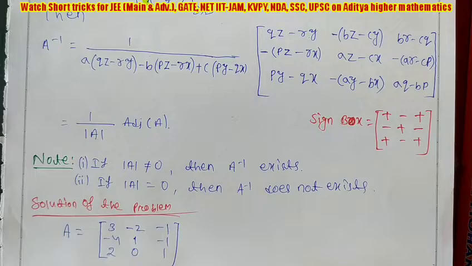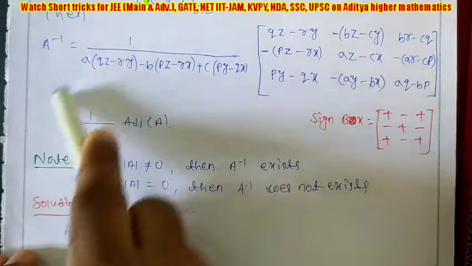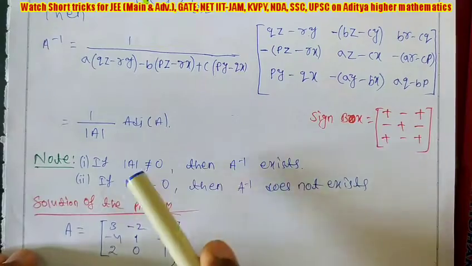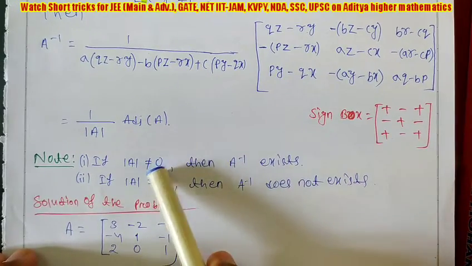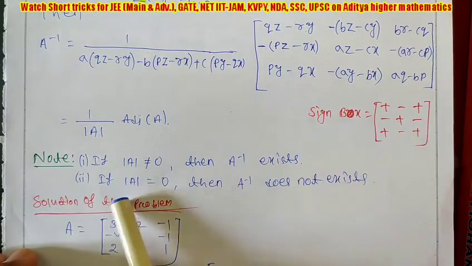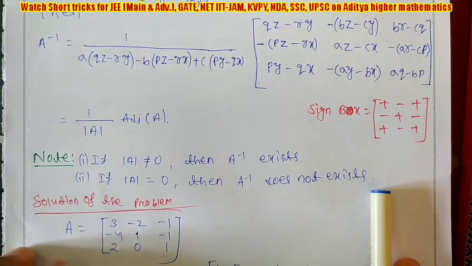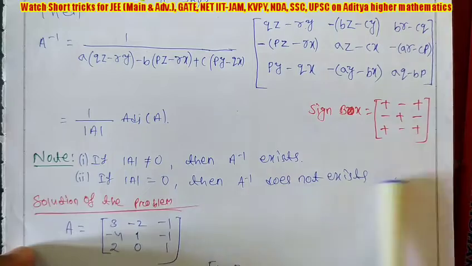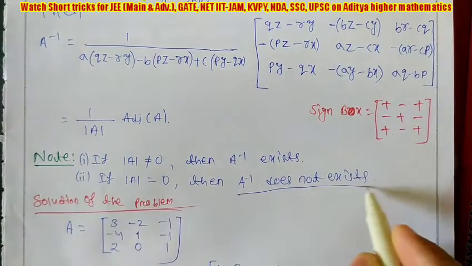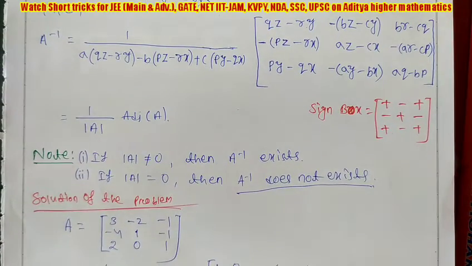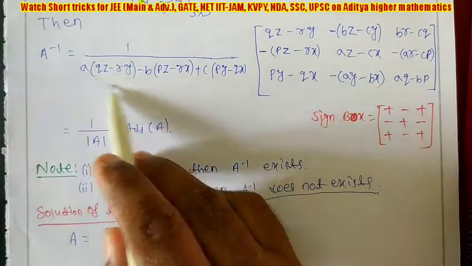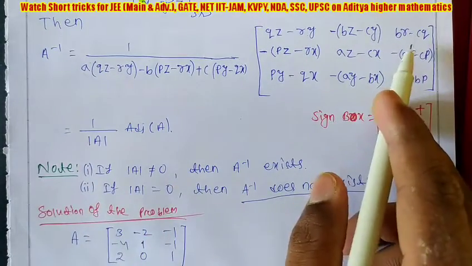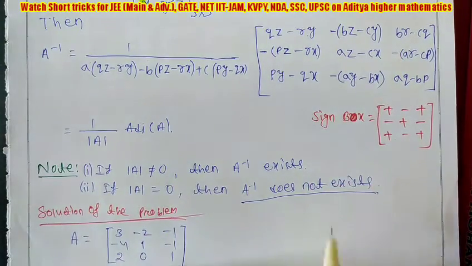And note when the inverse exists and when it does not exist. The value in the denominator, which is the determinant, when it is non-zero, then the inverse exists. But when the determinant is zero, then the inverse does not exist, since it is a denominator and must be non-zero. So if you are getting this value as zero, no need to find this. Directly you can say your A inverse does not exist.